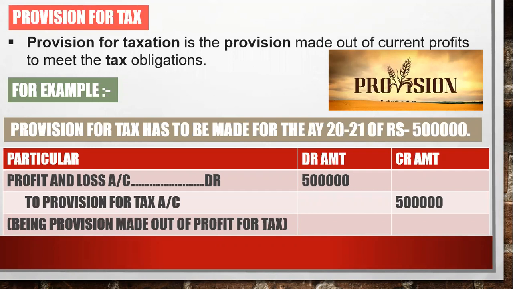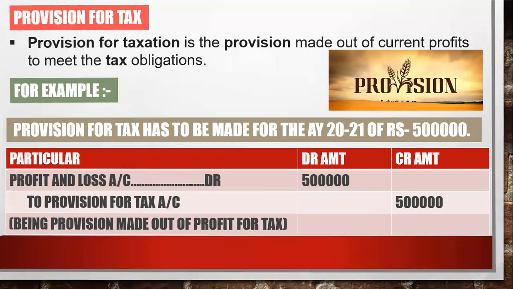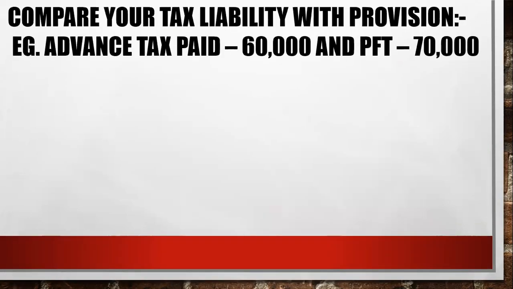Okay, clear everyone? Okay, we'll continue. I have told you what advance tax is, and we passed the advance tax journal entry. We also discussed provision for tax and passed its journal entry. Now what we have to do is first compare your tax liability with the provision. We'll take an example, and you will come to know everything.